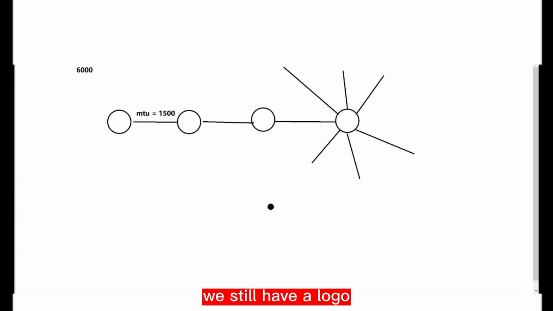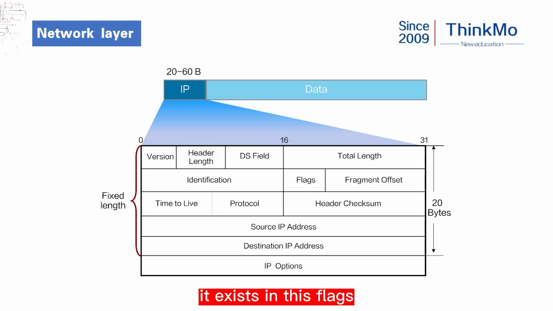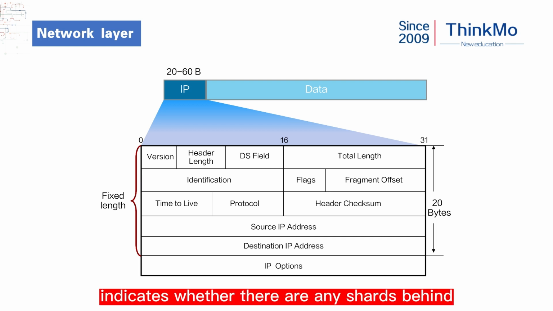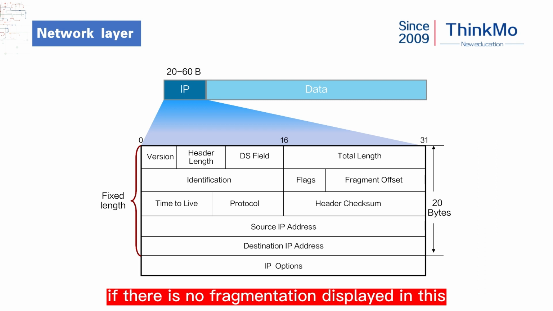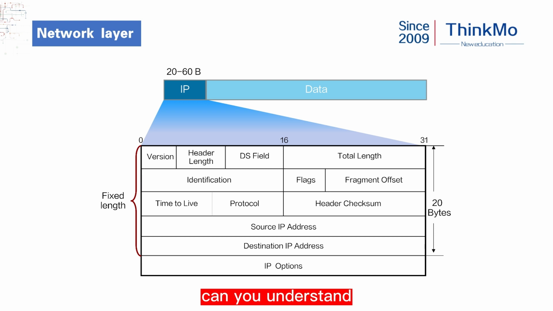We still need identifiers. In the header there is a new function, in the flags field. There is a flag bit for fragments, the MF flag, which indicates whether there are any fragments behind. If there is no fragment following, the peer device can start to reorganize. Can you understand? Last is the fragment offset. What does this mean? In the future when we send data, everybody needs to know there will be an out-of-order problem.